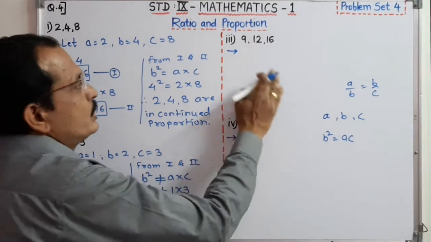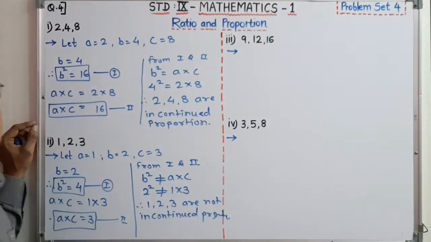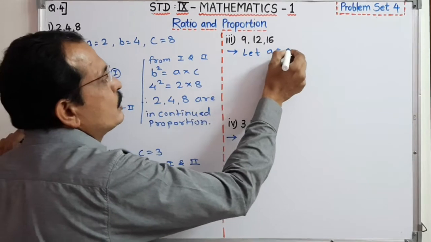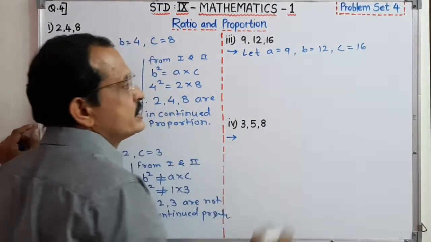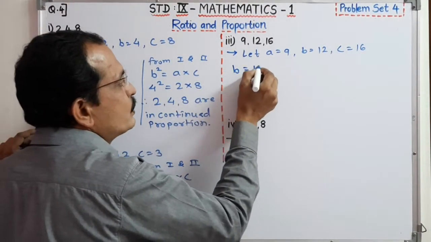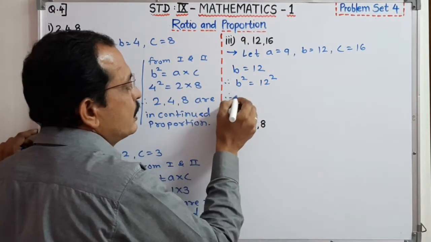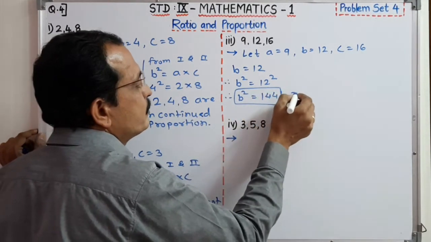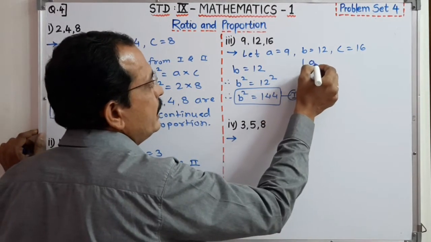Now see, dear student, we have to see the next one. It is 9, 12 and 16. Same method. Let A is equal to 9, B is equal to 12 and C is equal to 16. Therefore, dear student, here B is equal to 12. Therefore, B square is equal to 12 square. Therefore, we get B square is equal to 144, statement number first.